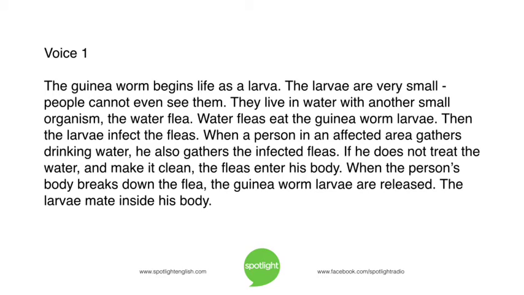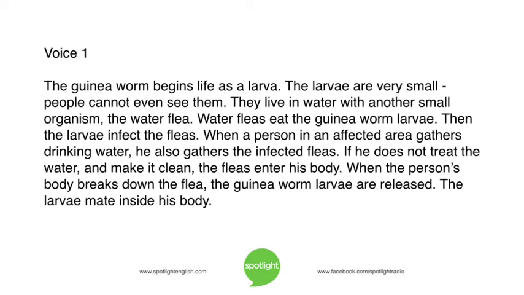The guinea worm begins life as a larva. The larvae are very small. People cannot even see them. They live in water with another small organism, the water flea. Water fleas eat the guinea worm larvae. Then the larvae infect the fleas.